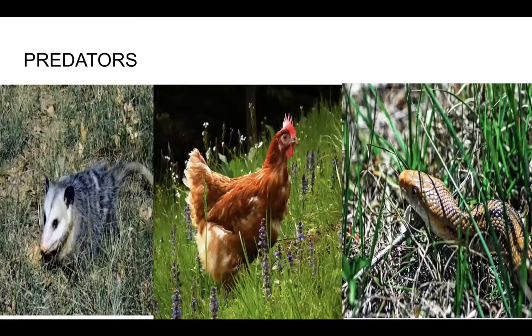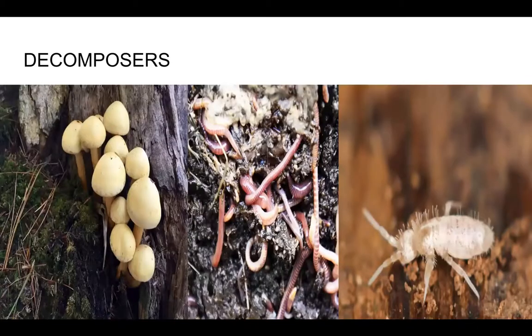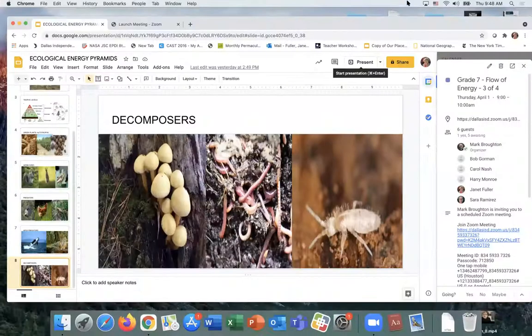Predators. The predators don't have to be great big giant things like tigers. They can be possums and chickens and rat snakes. And decomposers. So there's our fungi, our worms, and our springtails right there. So let me get out of this. I'm going to stop my share.